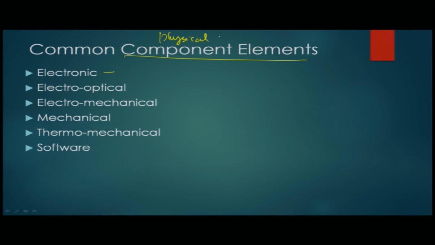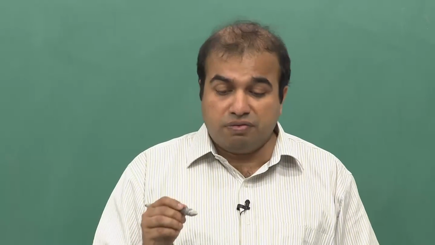The electronic one, for example, will be a receiver. Transmitter is another example. There could be a signal processor, etc. These types of component elements, which provide the electronic functional capability, are what is classified as the electronic physical components.